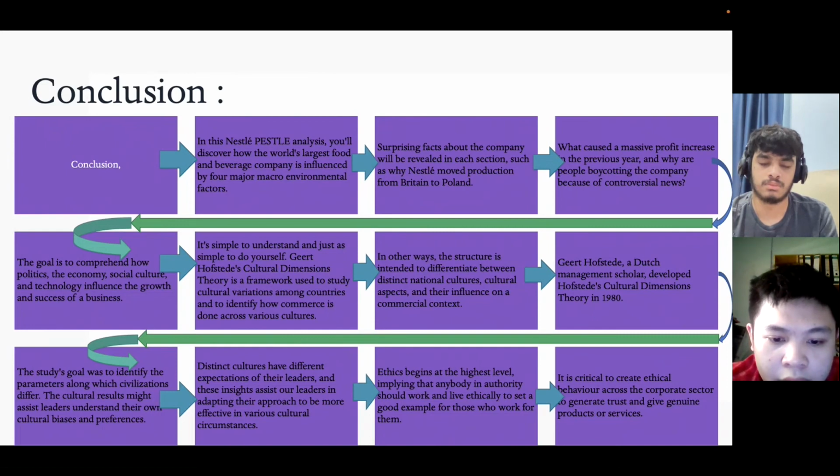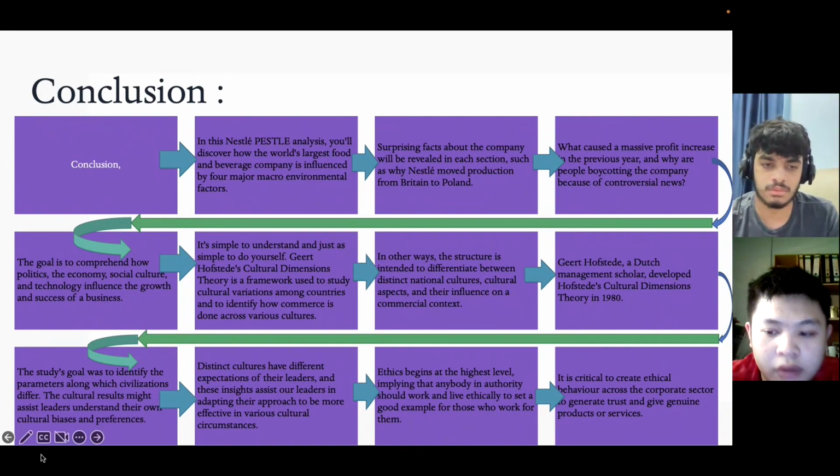Ethics begin at the highest level, implying that anybody in authority should work and live ethically to set a good example for those who work for them. It is critical to create ethical behavior across the corporate sector to generate trust and give genuine products or services.